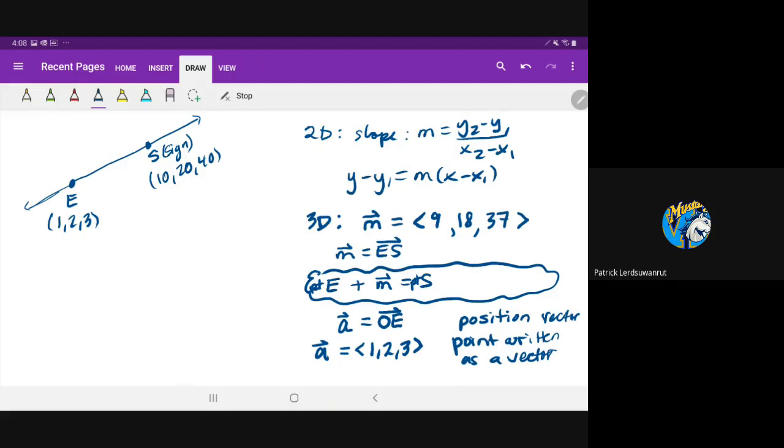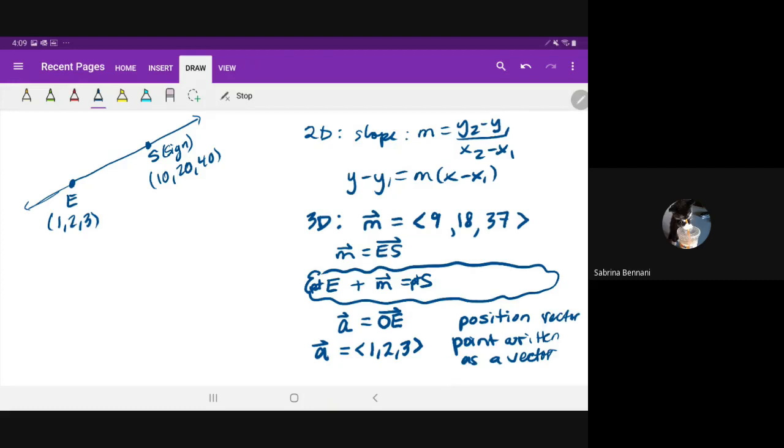Okay, turn off your microphone, or you could type in the chat if you want to answer my question, which is, what does O stand for? Origin, exactly. So to go from the origin to the point 1, 2, 3, isn't that the vector 1, 2, 3? Because you're going from the origin. It seems kind of silly, but we're doing it because we can't legally add a point to a vector. So it's just kind of how we force it to happen.